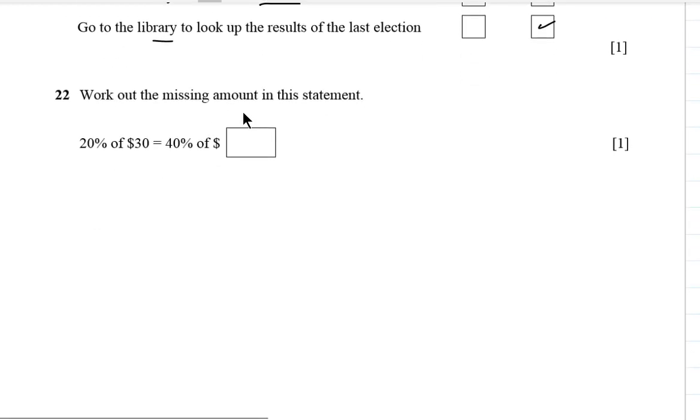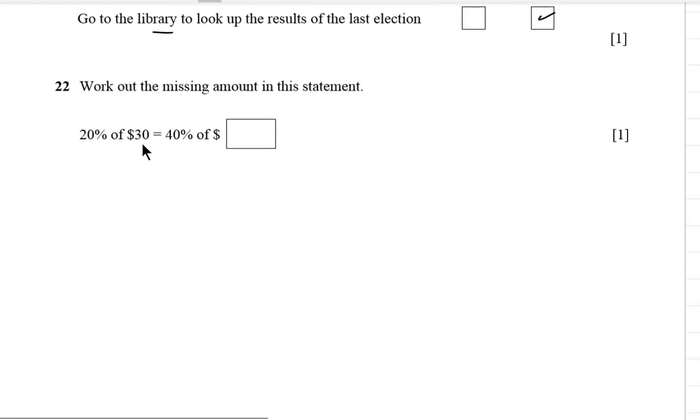Question 22, work out the missing amount in this statement. We have here an equation, 20% of 30. Let's calculate the left hand side, 20 over 100 multiplied by 30.